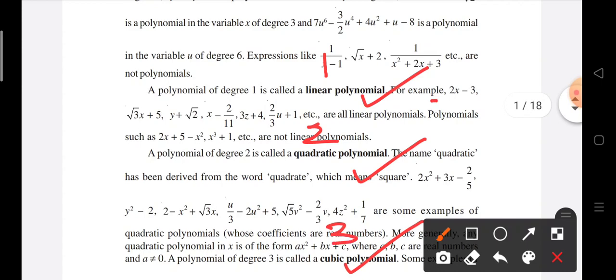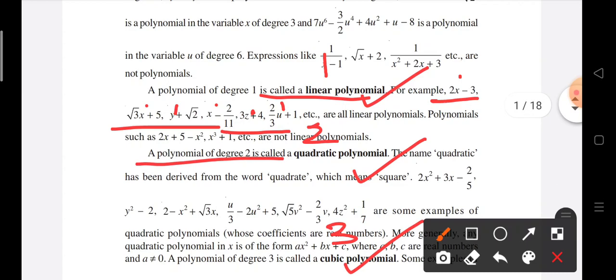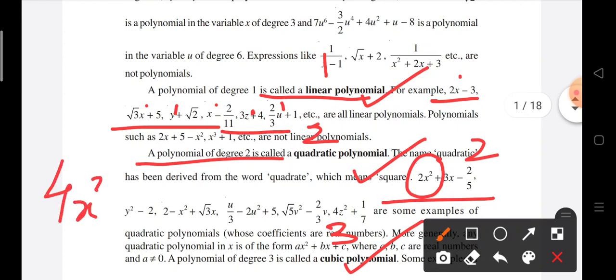Now you can see these are polynomials whose variable has the maximum power 1. See, over here x has the power 1, over here x has the power 1, y has the power 1, x has the power 1, z has the power 1, u has the power 1. So I call them linear polynomials. On the other hand, polynomials with degree 2 are known as quadratic polynomials, like 2x square plus 3x minus 2 upon 5. Here the maximum power is 2. You can take an example like 4x square minus 9. This is also an example of a quadratic polynomial.